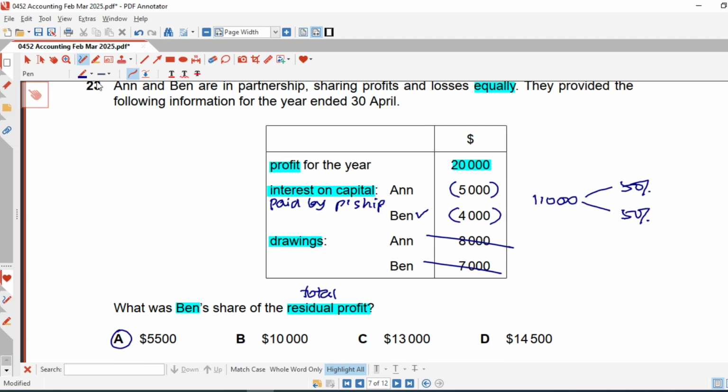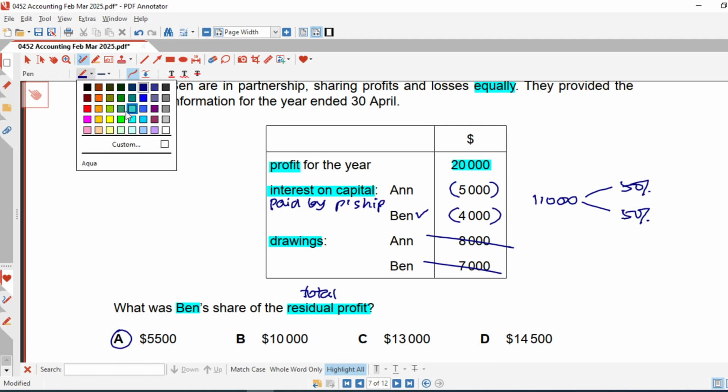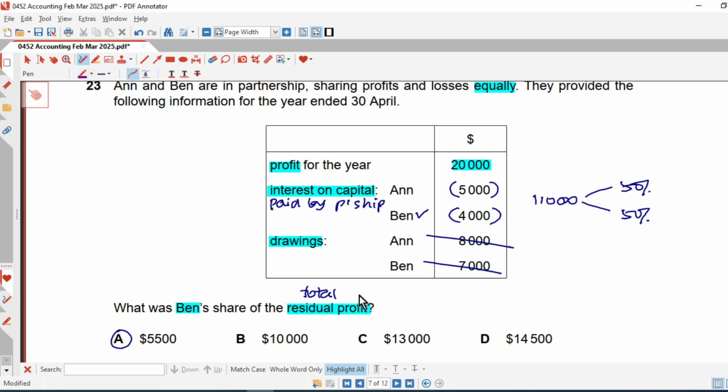So if they do ask you for total profit, then you have to take 5,005 and add in the interest on capital that he received. So that would be 9,005.